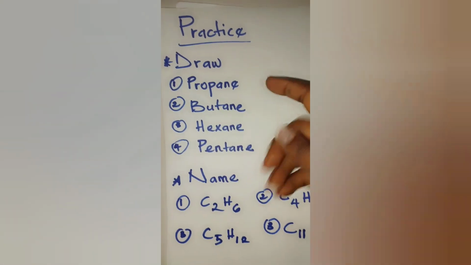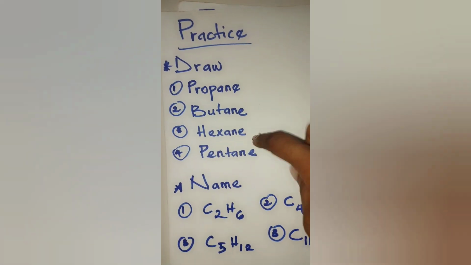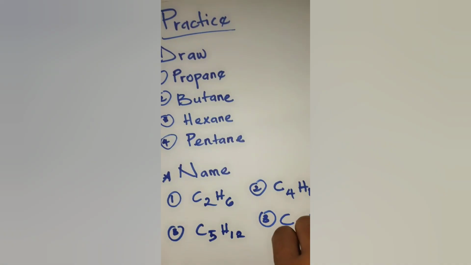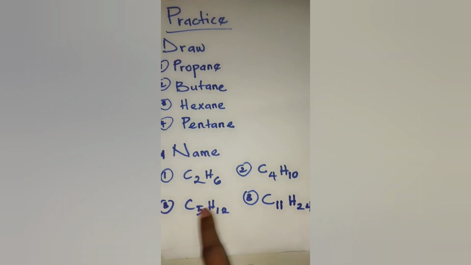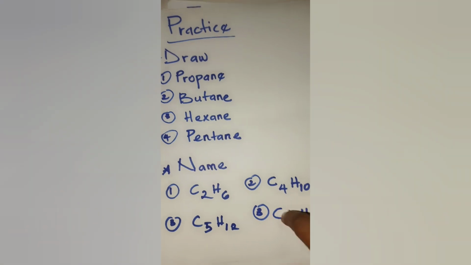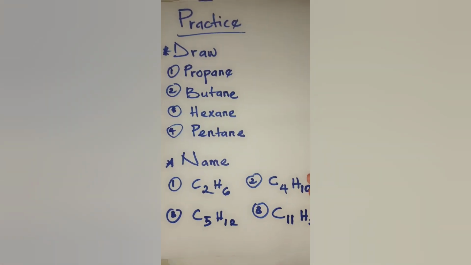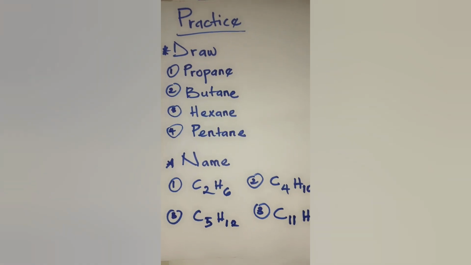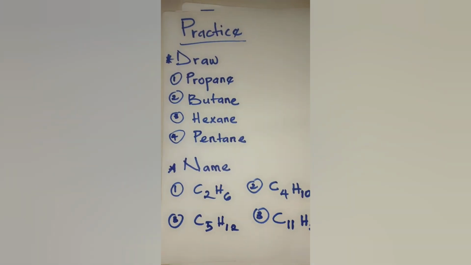So I would like you to draw these compounds: propane, butane, hexane, pentane. And I also would like you to name these compounds. Okay, in my next video, which will be the nomenclature of alkanes and how to name alkane compounds, I will be dropping the answers to these practice questions.